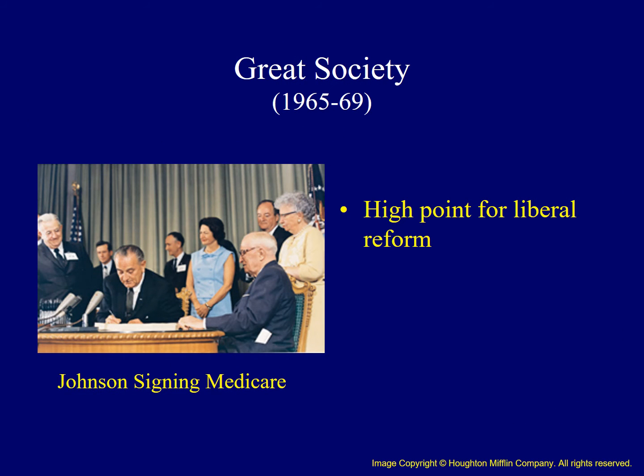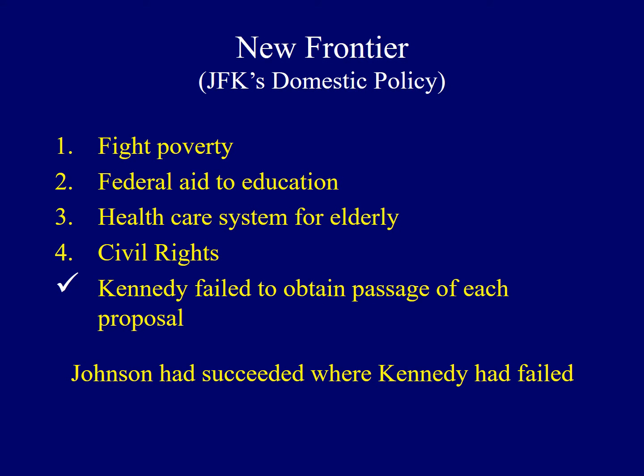Here we see a photograph of Johnson signing the Medicare legislation into law. The Great Society was a high point for liberal reform in U.S. history. Remember that new frontier that I talked about early in this lecture? This was Kennedy's domestic policy. Well, by the late 1960s, where Kennedy had failed, Johnson had been successful.